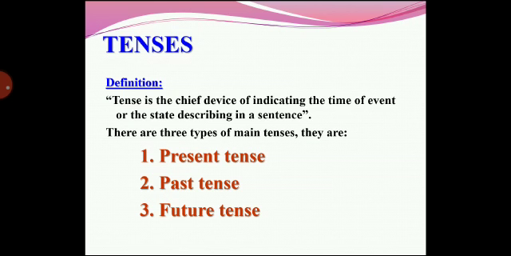Now here, the definition of tenses is: tense is the chief device of indicating the time of event or state described in a sentence. Basically, there are three types of main tenses. They are present tense, past tense, future tense. Each tense is divided into four subkinds. Especially these present tense, past tense, future tense.